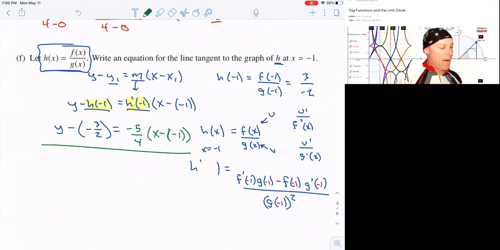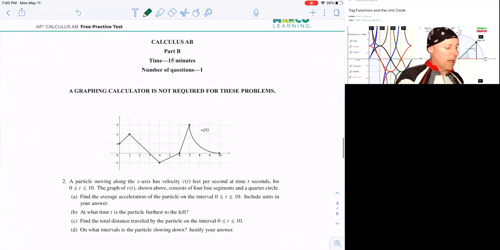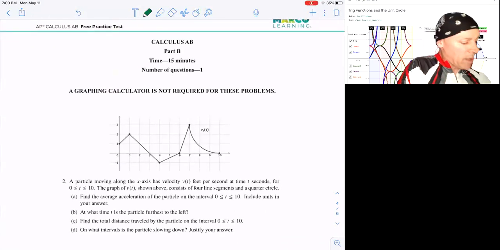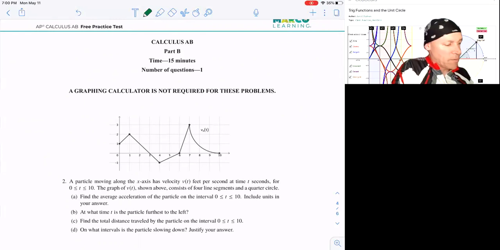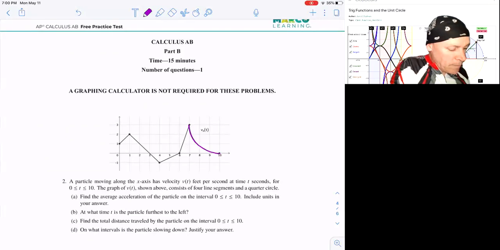Okay, all right. Let's go ahead and dive in. Question 2. A particle moving along the x-axis has velocity v of t feet per second at time t seconds, on the closed interval from 0 to 10. The graph of v of t shown above consists of 4 line segments and a quarter circle. Okay, so it looks like this last part right here, purple, that's my quarter circle, and I've got my 4 line segments leading up to that.